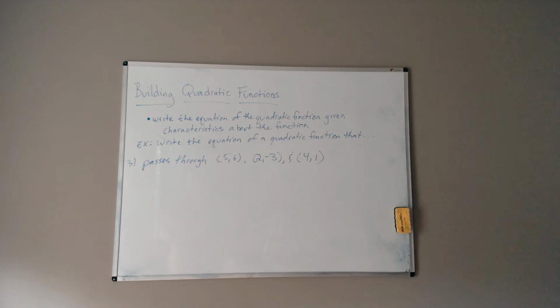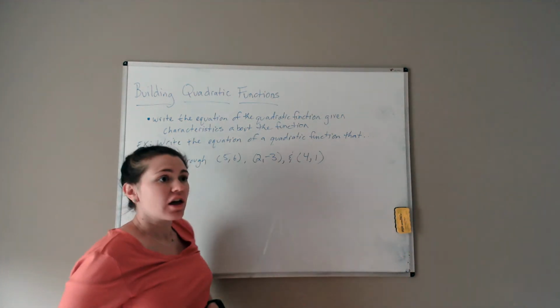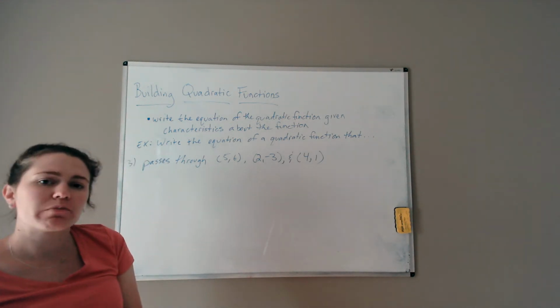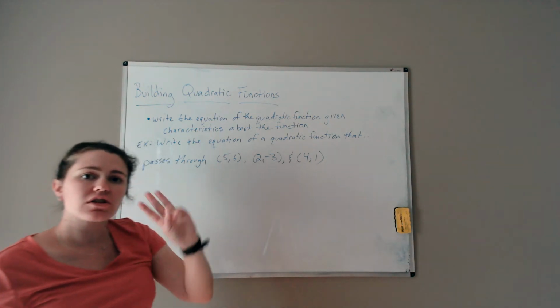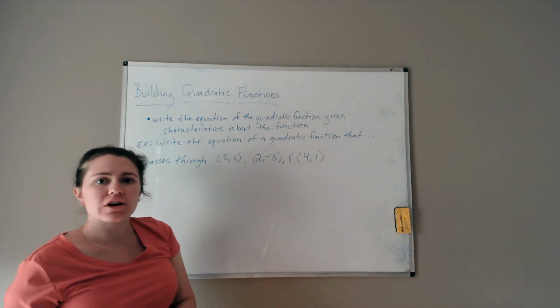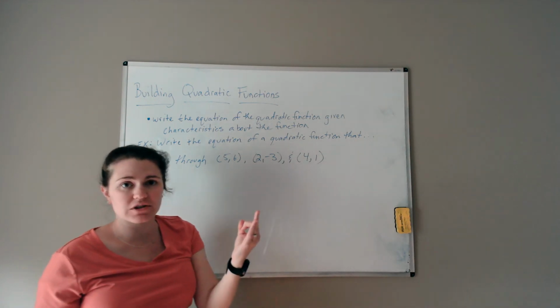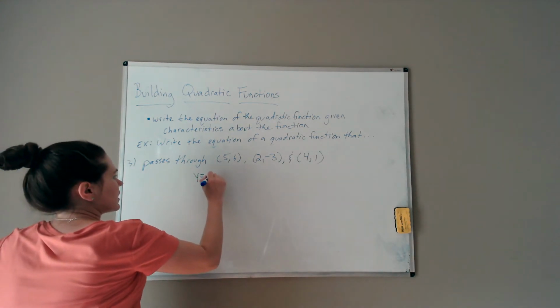Number 3, what we're told is we pass through (5, 6), (2, -3), and (4, 1). So this is the most basic necessary information to build a quadratic function. When you have no special points given to you, you need 3 points to build a quadratic function. So intercept form isn't going to help us at all. Vertex form isn't going to help us at all. But standard form is going to be the key here.